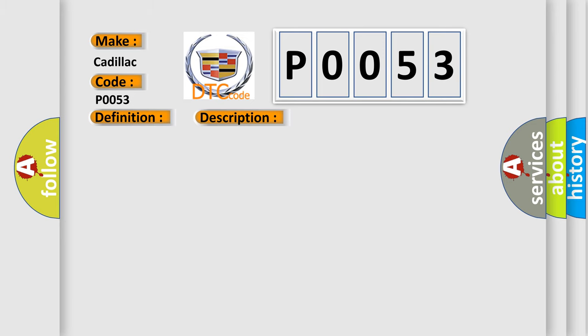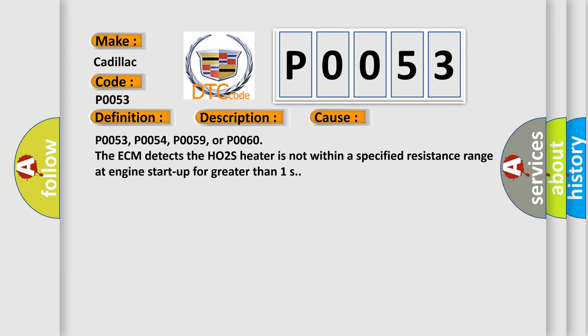This diagnostic error occurs most often in these cases: P0053, P0054, P0059, or P0060. The ECM detects the HO2S heater is not within a specified resistance range at engine startup for greater than 1 second.